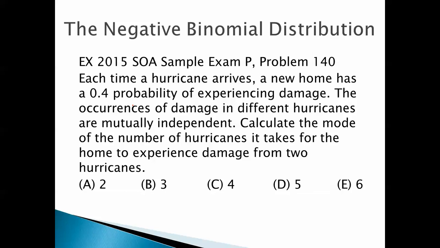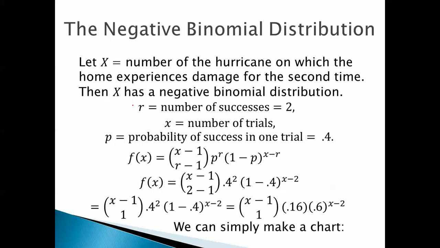Okay, now we're ready for an actuarial problem. This is from the 2015 Sample Exam P, problem 140. Each time a hurricane arrives, a new home has a 0.4 probability of experiencing damage. The occurrences of damage in different hurricanes are mutually independent. Calculate the mode of the number of hurricanes it takes for the home to experience damage from 2 hurricanes.